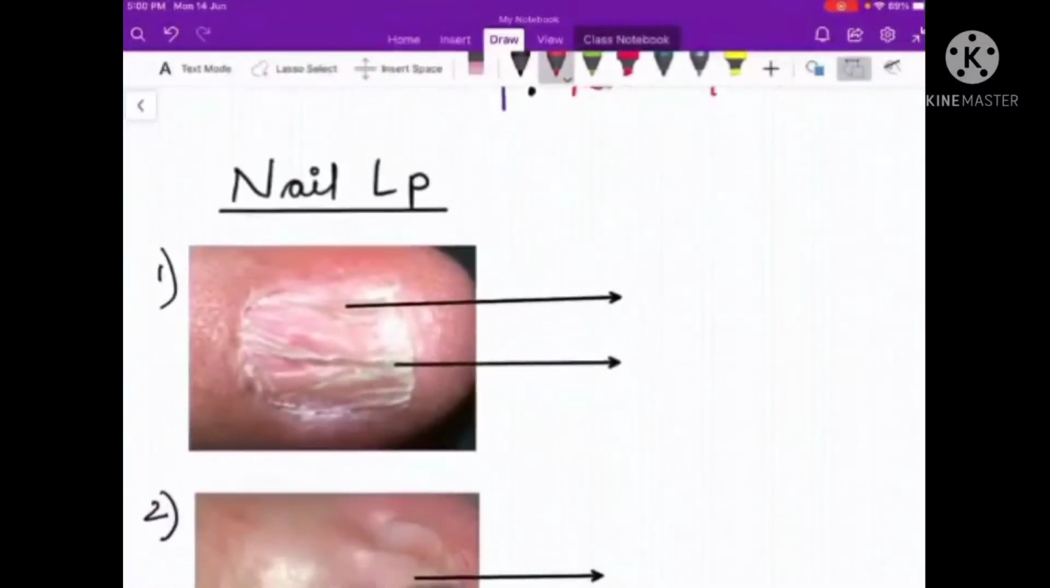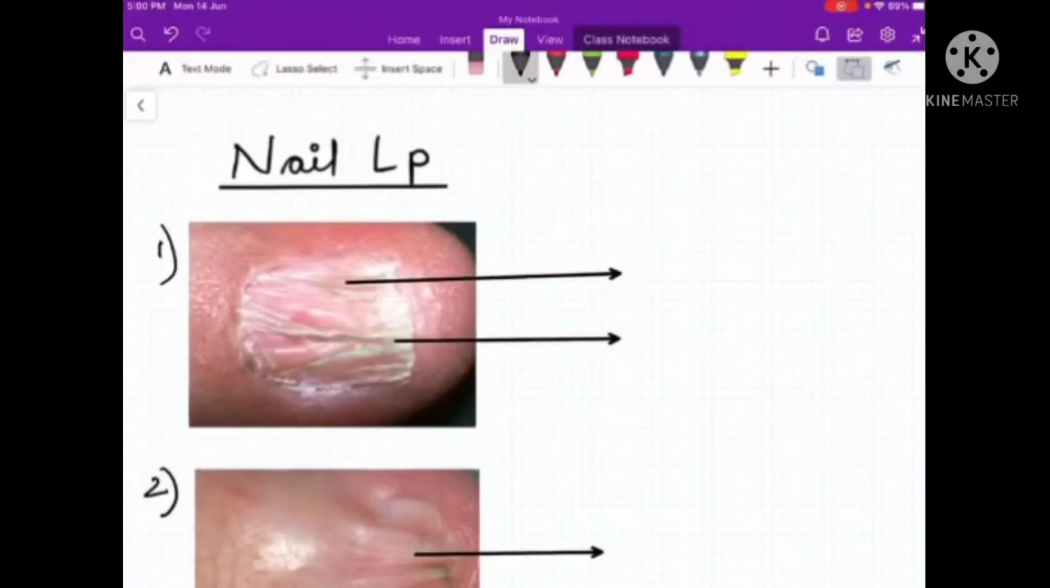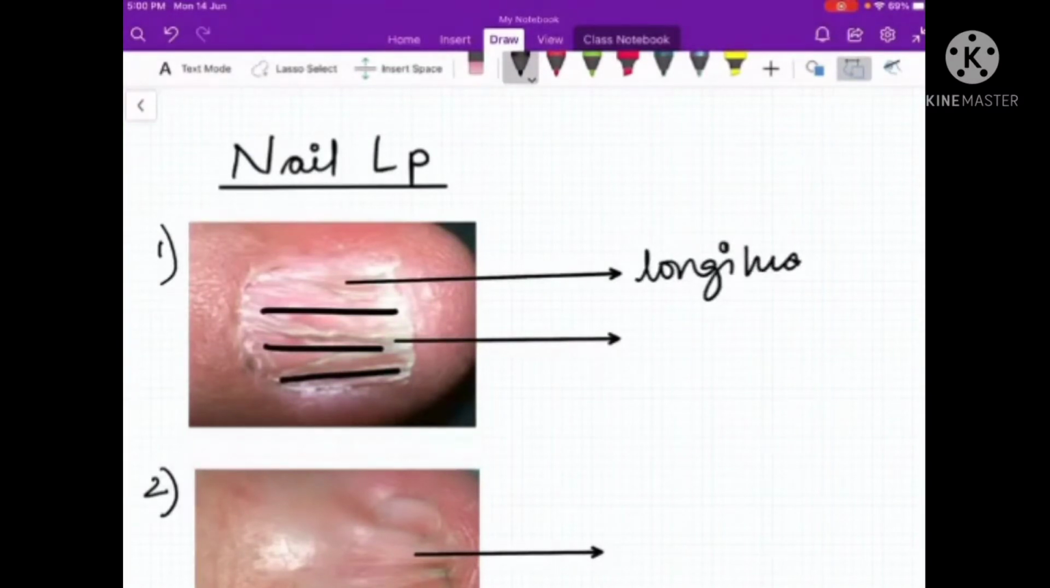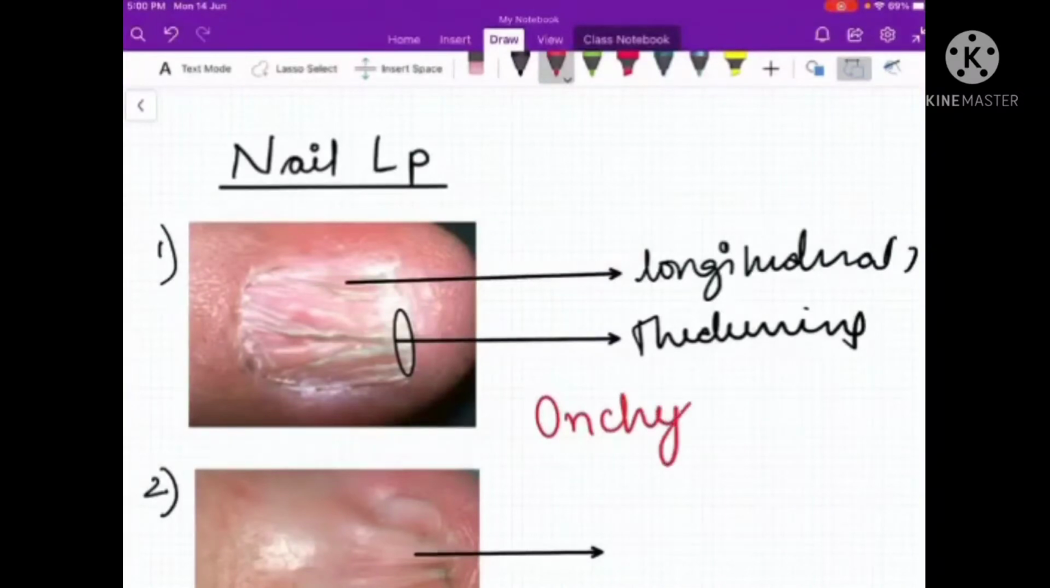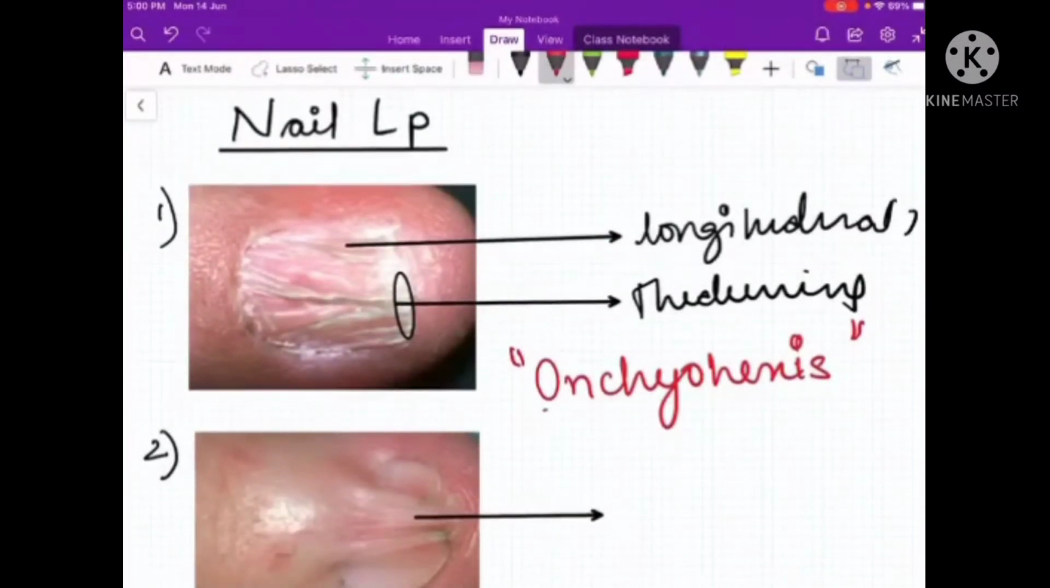Another thing is nail lichen planus. What we see here are these longitudinal ridges in the nails, and some thickening of the nails. This is typically called onychorrhexis. Pardon me if I'm pronouncing it wrongly. Onychorrhexis.